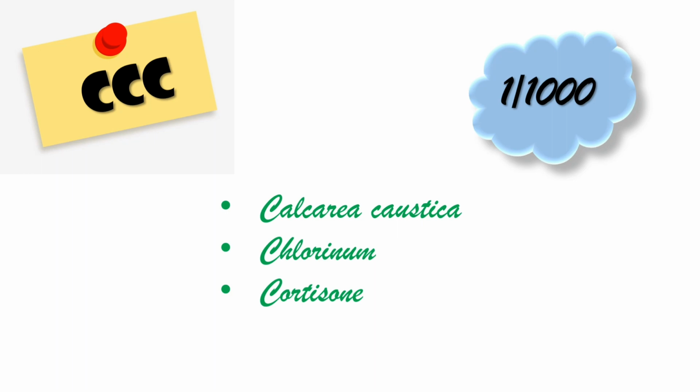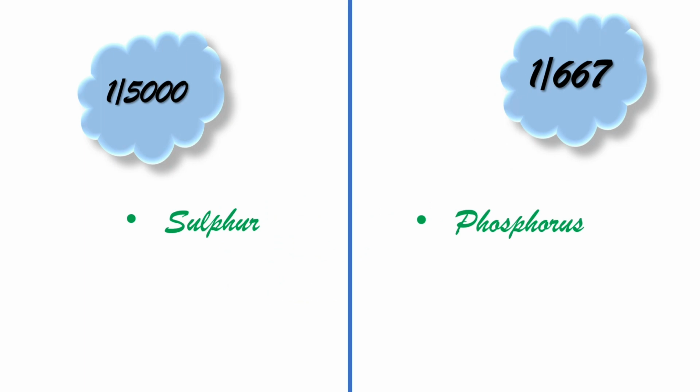Only three drugs are having 1 by 1000. So we can remember it as triple C: calcarea caustica, chlorinum and cortisone. And then 1 by 5000 and 1 by 667. Phosphorus is having 1 by 667. And as it is the king of kings, sulphur is having 1 by 5000.